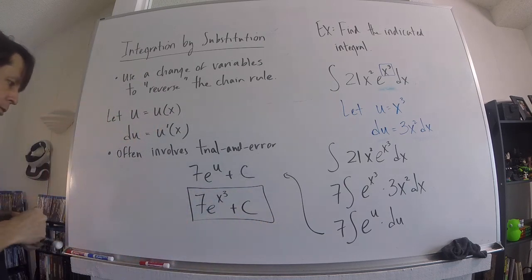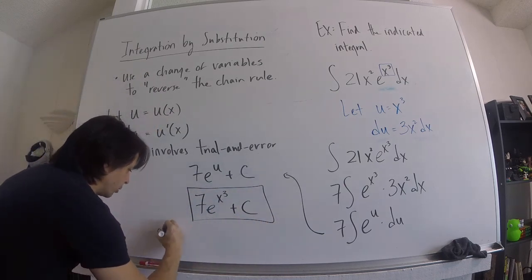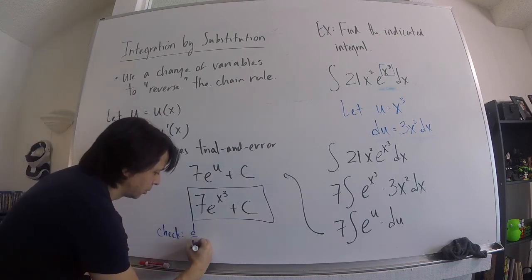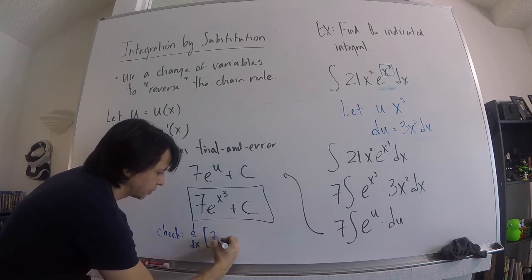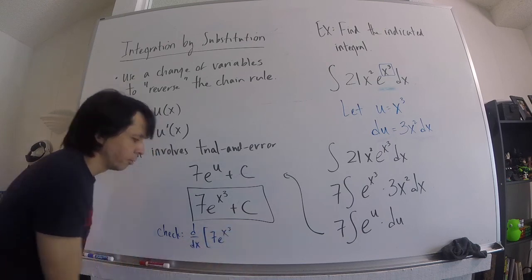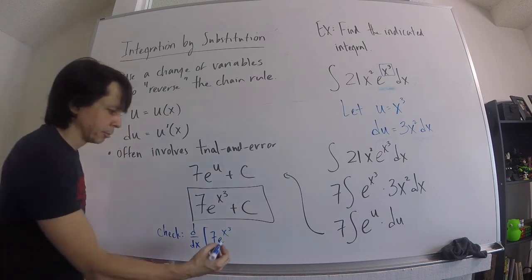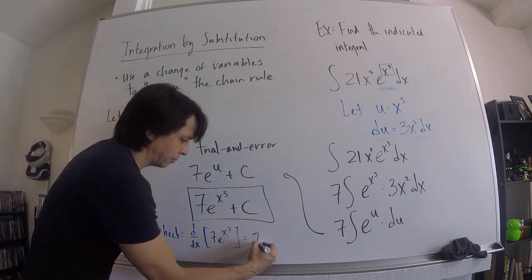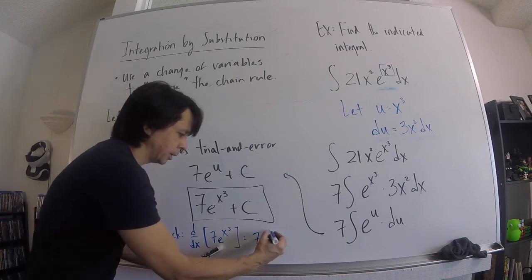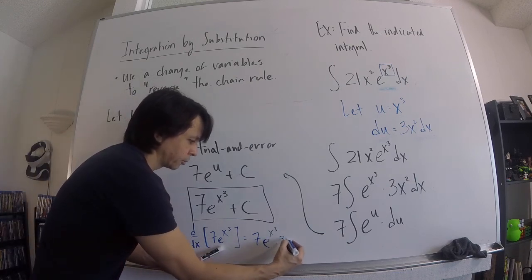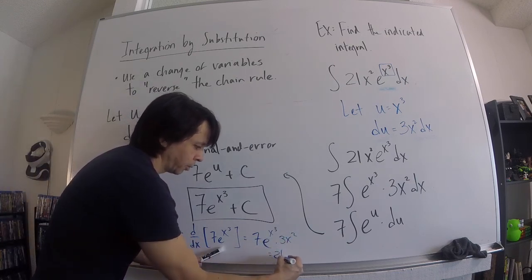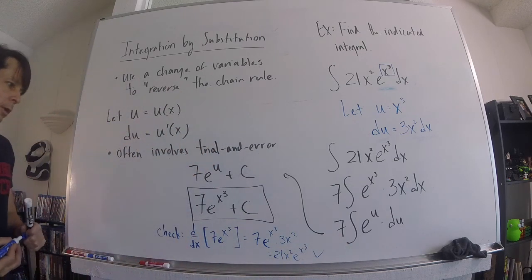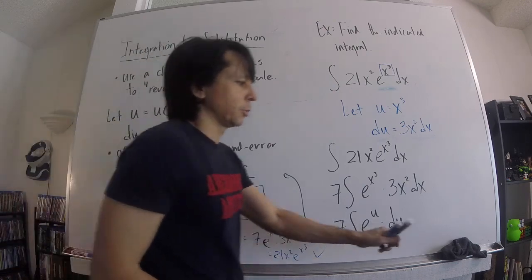I can check it. I did it earlier, but let's check it again. To check it again, I'm just going to take the derivative of that supposed antiderivative. I'm going to drop the plus c because it's going to be 0 anyway. And I'm going to get 7, chain rule on the e to the x cubed times 3x squared. And I'll get 21x squared e to the x cubed. And that checks out. Yep. That's how we're going to do it.